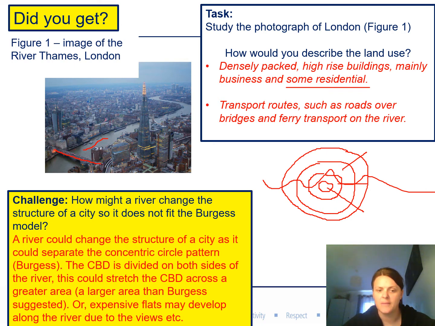Okay, so, or expensive flats may develop along the river due to the views. So the last bit here happens quite a lot in London. Lots of really expensive apartments are actually built along the river, all the way down the river there. Whereas the Burgess model suggests that in the CBD not many people live there, hardly any, because of the river, people want to live near the river and get those river views, apartments have been built, and therefore that changes that structure.